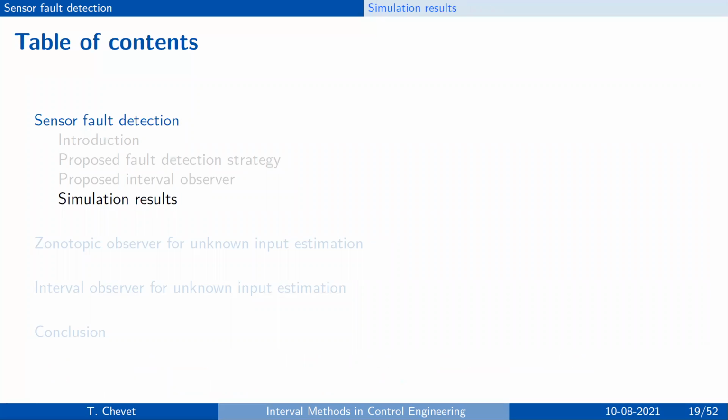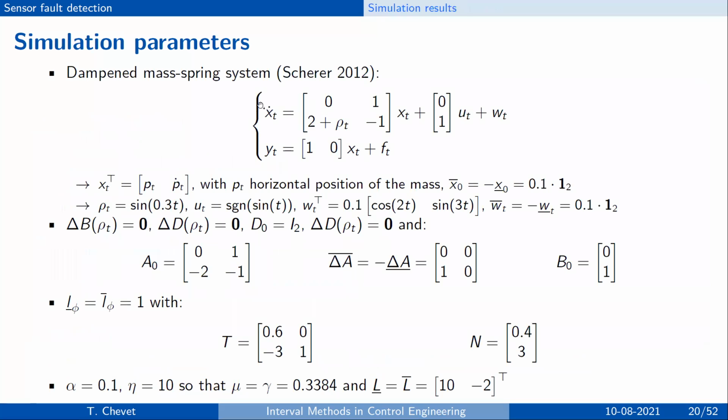Then we tested this strategy on a simulation case with a damped mass-spring system with some uncertainty on the damping parameter of the spring. So the state vector is the horizontal position of the mass and its horizontal speed. We consider the uncertainty on the damping to be a sine wave, just for the example. We have our input signal and our perturbation that is bounded.